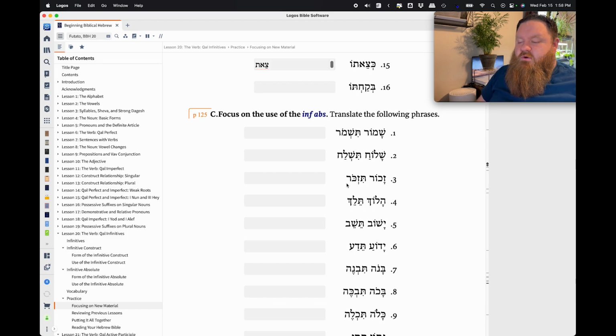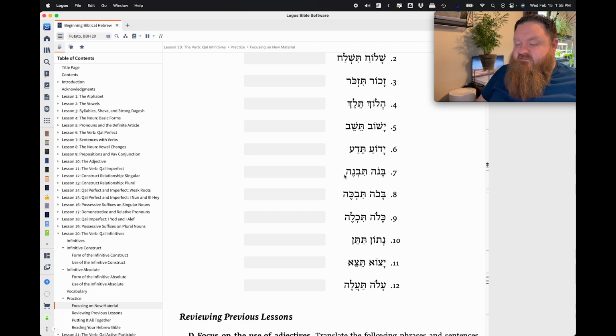So tizkor, this is going to be she will remember or you will remember. She or you will surely remember. Telech, this is from halach. She will surely go or you will surely go. Teshev, she will surely dwell or you will surely dwell. Teda, this is from yada. She will surely know or you will surely know. Tivna, she will surely build or you will surely build. Tivkeh, this is from baka. She will surely weep or you will surely weep.